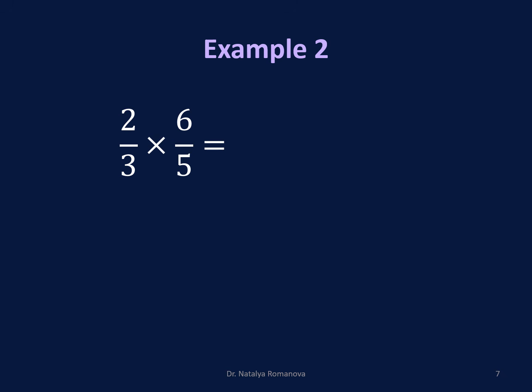Simplifying before multiplying gives a smaller and easier answer. You can write 3 as 3 times 1, and 6 is 2 times 3. We can cancel out 3. And finally we have 2 times 2 over 1 times 5. So the final answer is 4 over 5.